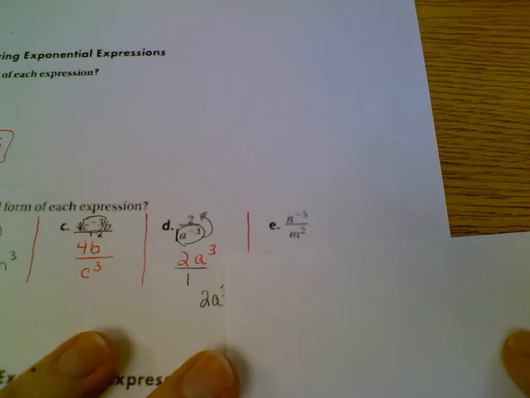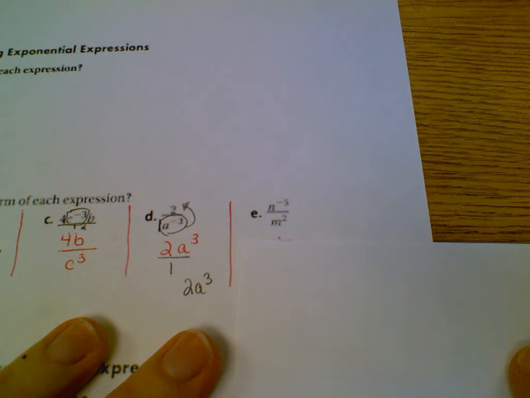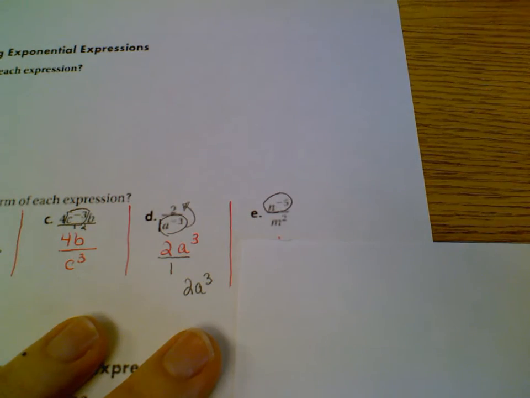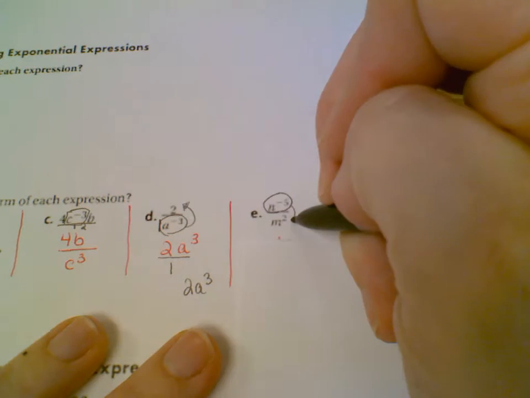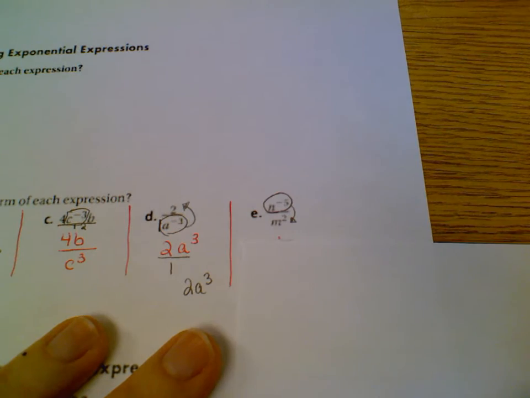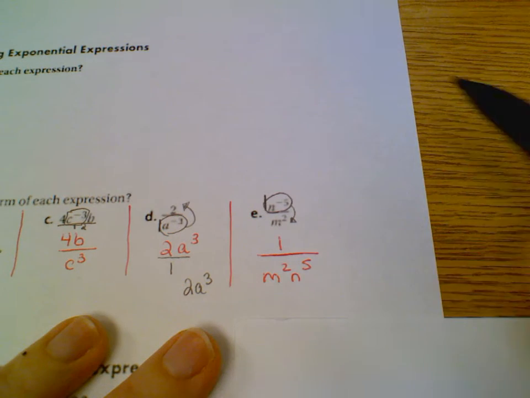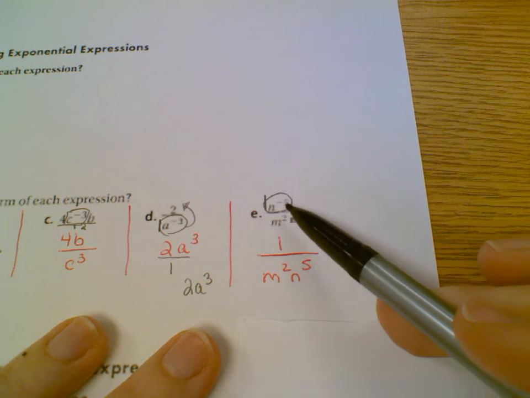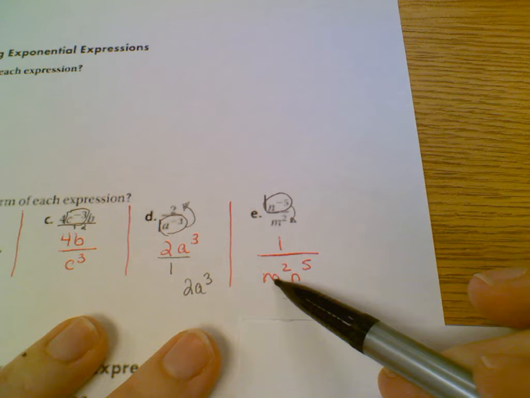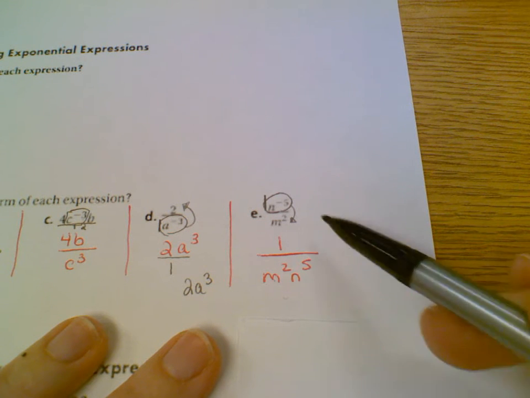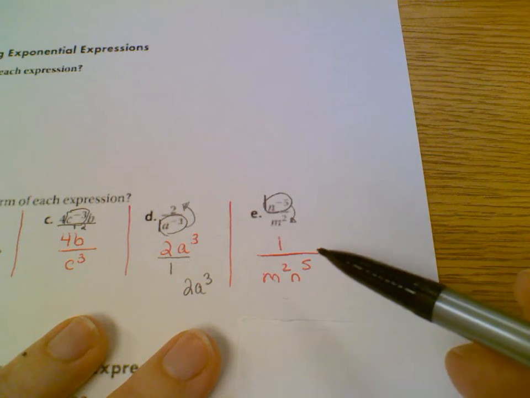Alright, last one. You have n to the -5th over m squared. The only thing with a negative exponent is the one on top. So that is the only one that will be moving. So for my fraction, I have an invisible 1 that's still on top, and then the m squared is going to stay on bottom. The n to the 5th has to move to the bottom with that m. So this is how you would write your answer.